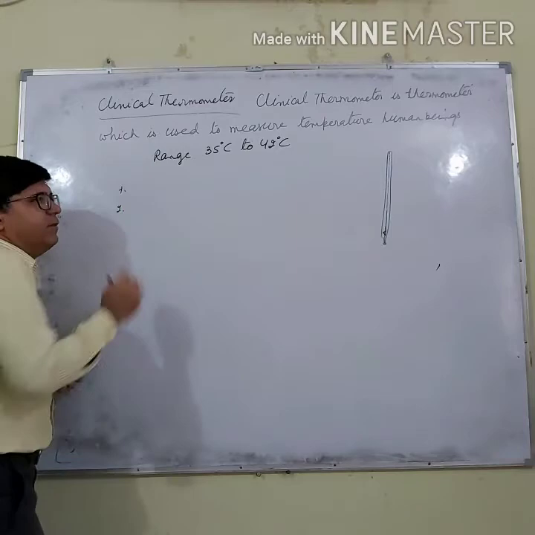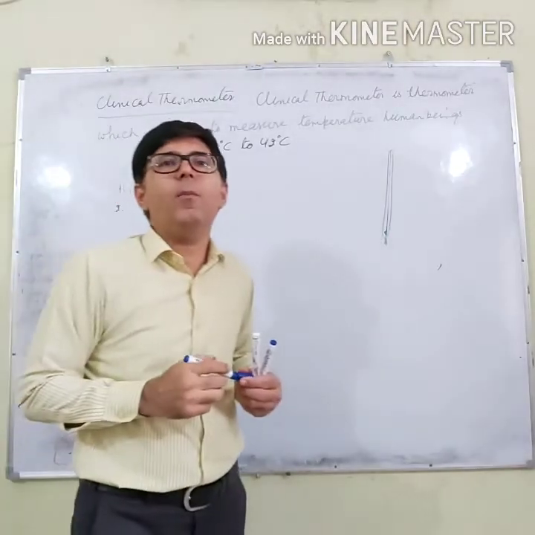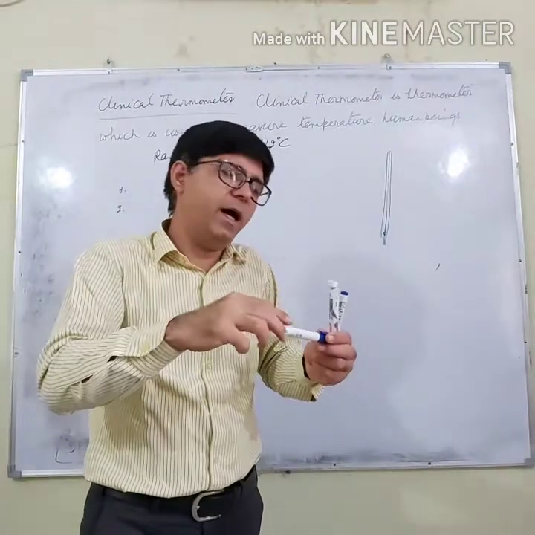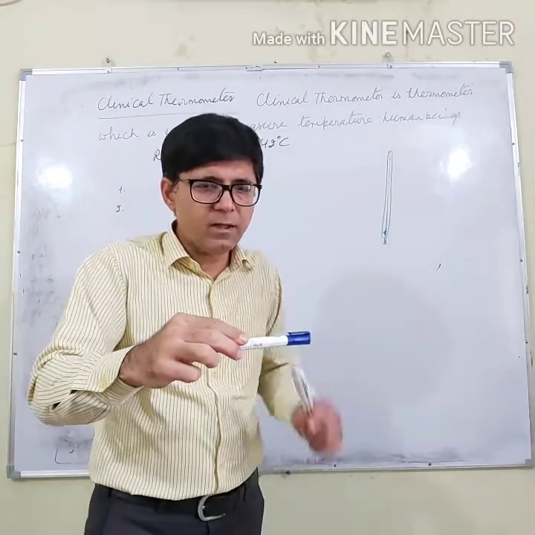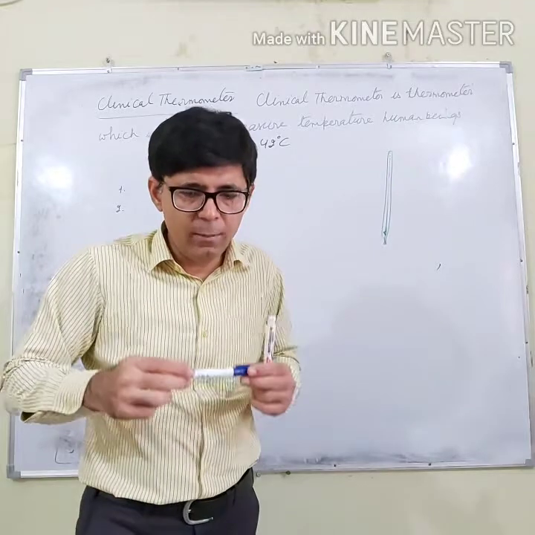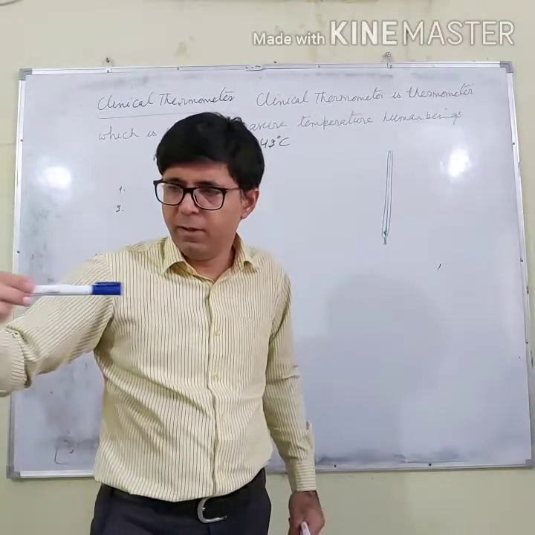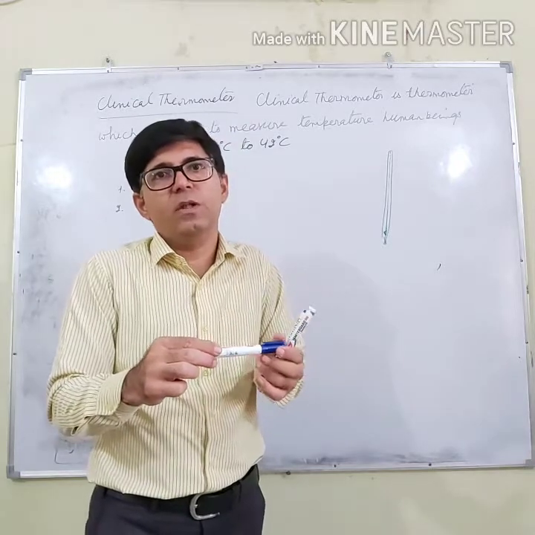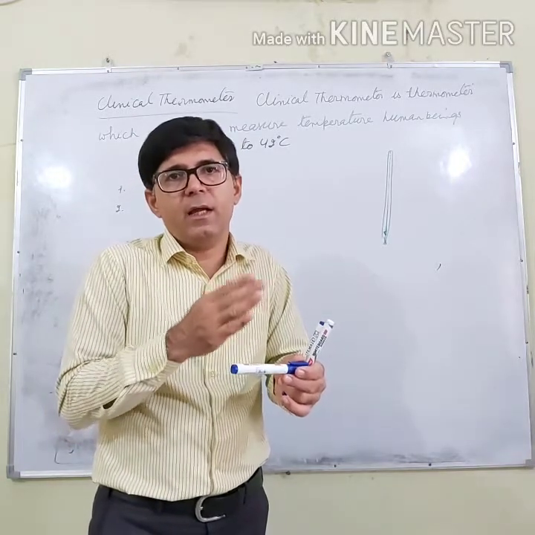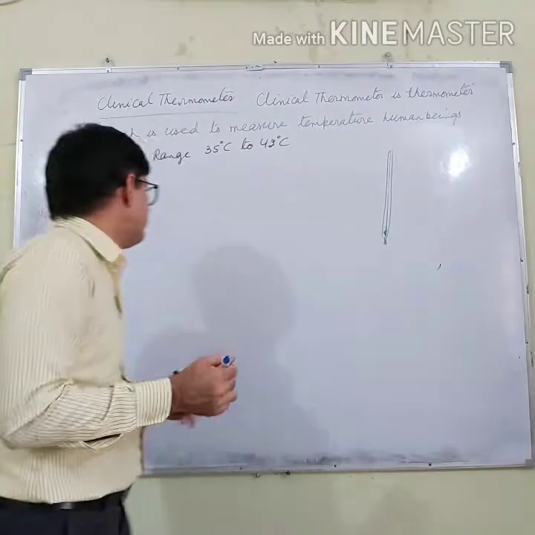And the second point is that again there should be proper alignment of the eyes and the thermometer, like this. It should not be like the thermometer is here and I'm taking the reading from here. There should be proper alignment of the eye and the thermometer, so that the reading can be made properly.